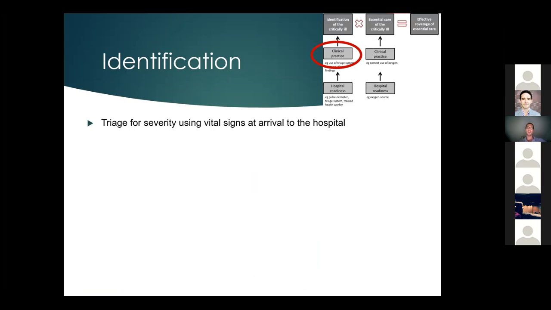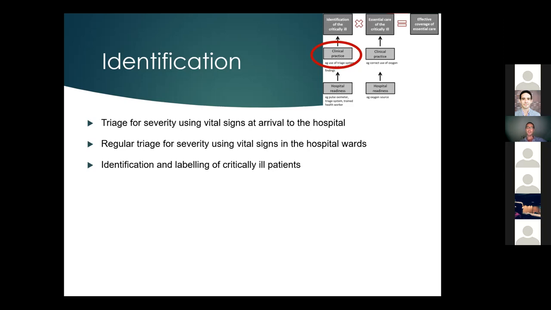Identification is things like triage of vital signs at arrival and on the wards. I think a key thing that is not talked about so much is labeling the patient. So if a critically ill patient is identified, they should be labeled in some way so that all of the team know what they're dealing with. This can be done verbally. It's very useful in a team situation for someone to say, our patient in bed 5 is critically ill. That kind of pulls everyone together. We all know what we're doing.